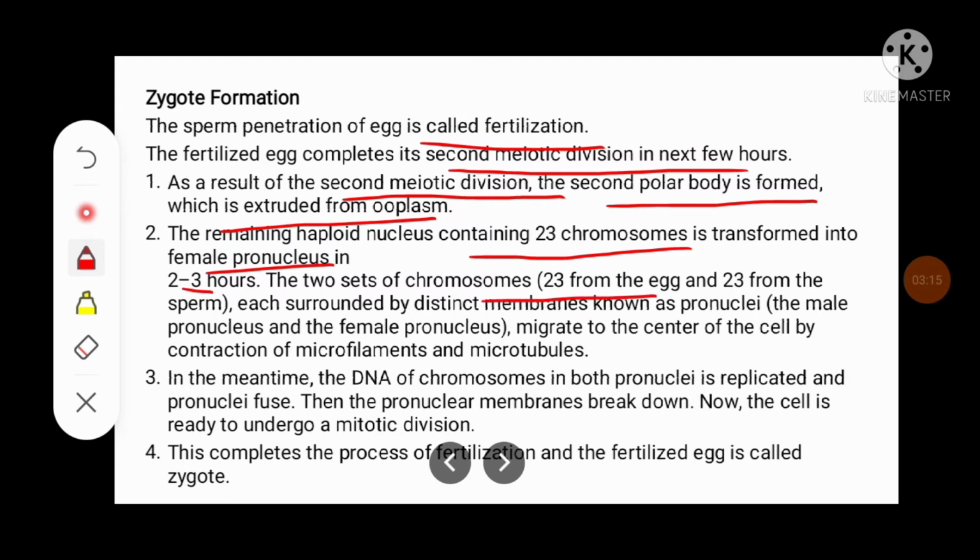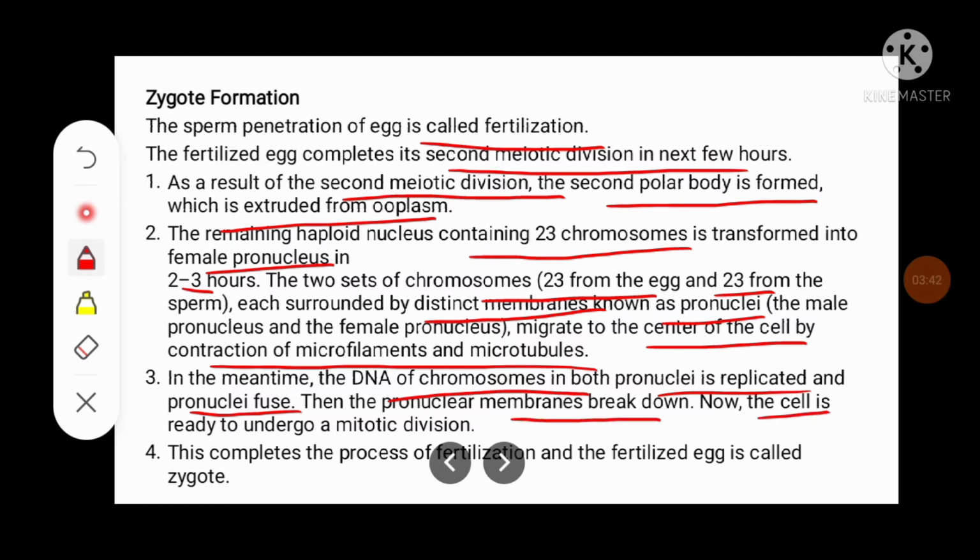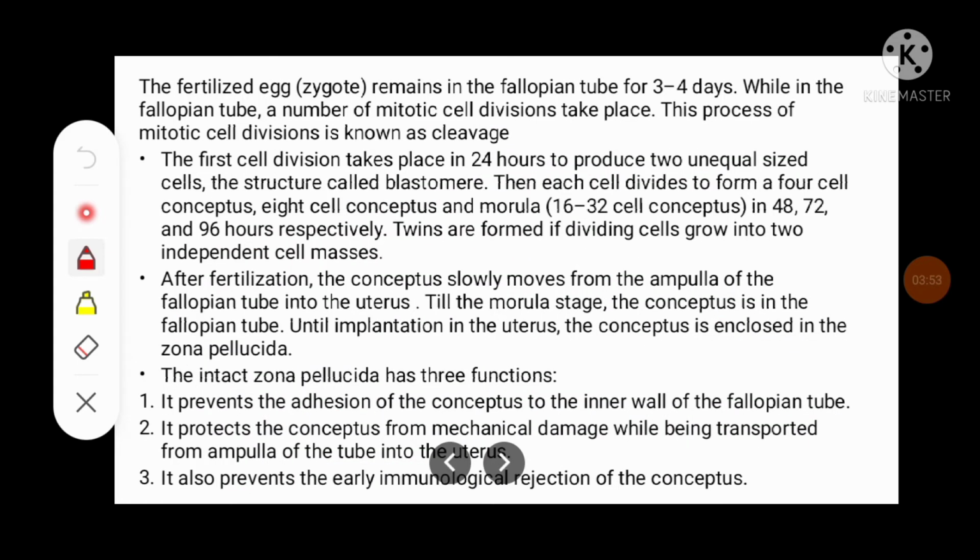Two sets of chromosomes, that is 23 from the egg and 23 from the sperm, each surrounded by a distinct membrane known as pronuclei, the male pronucleus and the female pronucleus, migrate to the center of the cell by contraction of the microfilaments and microtubules. In the meantime, the DNA of the chromosomes in both pronuclei is replicated and the pronuclei fuse. Then the pronuclear membranes break down. Now the cell is ready to undergo mitotic division. So this completes the process of fertilization, and the fertilized egg is called a zygote.